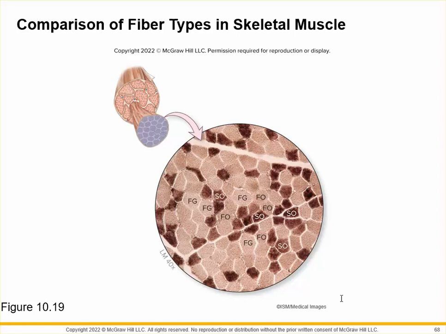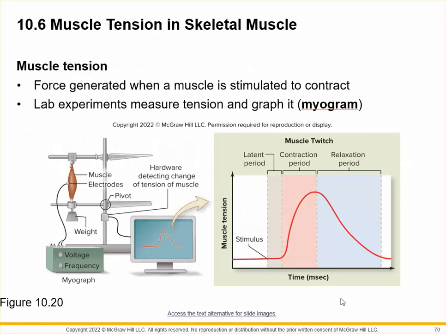So if you look at a particular muscle, even within a fascicle, you see that there are all three fiber types represented. Okay, so let's end this video here, and we will pick up at muscle tension in the next video.